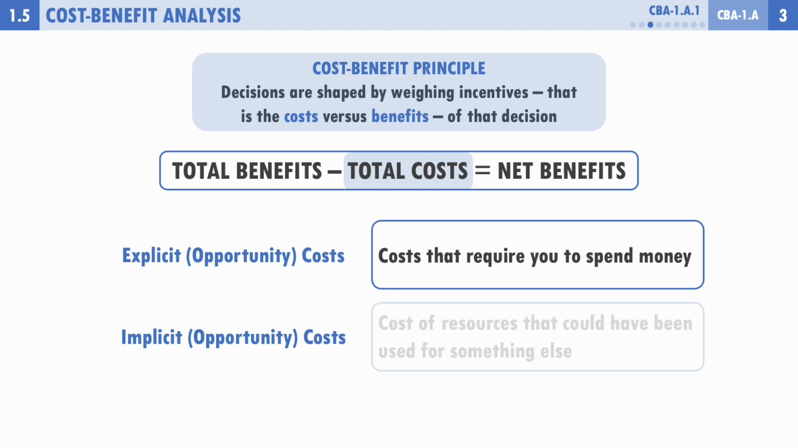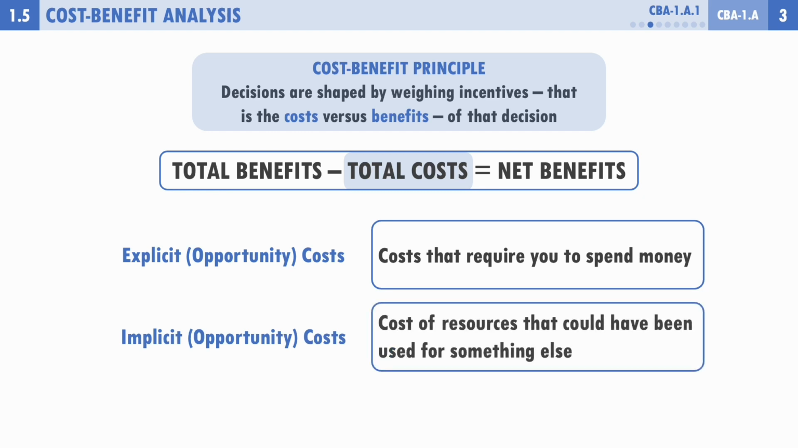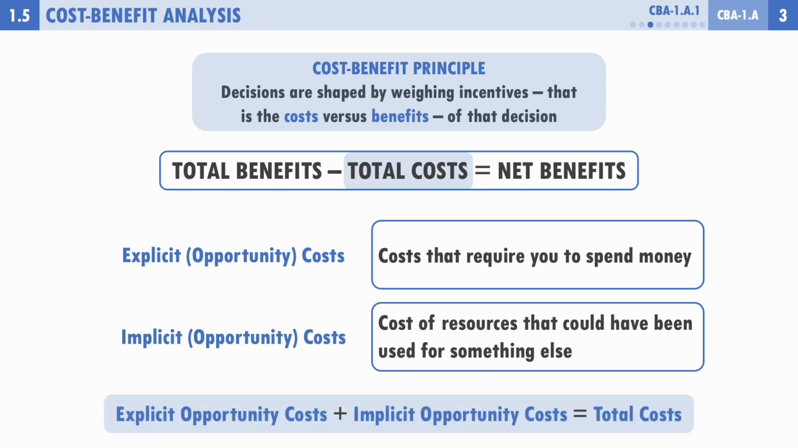But at the same time, there's also an implicit cost. And maybe for me, right, it's the cost of the resources that could have been used for something else. My implicit cost is that by getting that coffee, I'm unable to have tea in the morning to wake me up instead, or a soda to wake me up, some other caffeine. And so when we look at total costs, we do need to understand that total costs are the sum of both our explicit opportunity costs and our implicit opportunity costs.